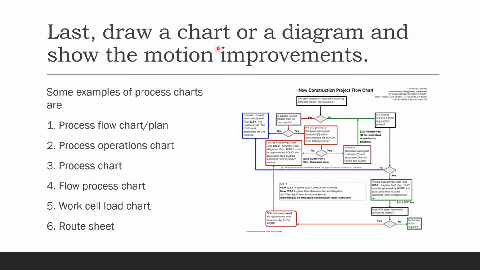So what kind of chart do we make? We use process flow chart or plan. We also use a process operation chart. We use a simple process chart. We use a flow. This one is a flow. See, right? The process chart. We can also draw Excel chart or the sheet. So different kinds of charts that you can draw, okay?